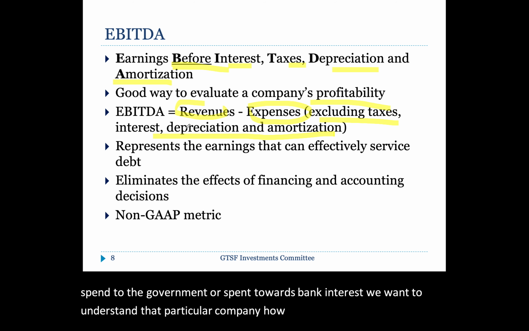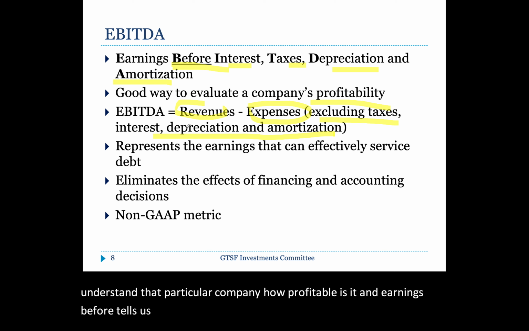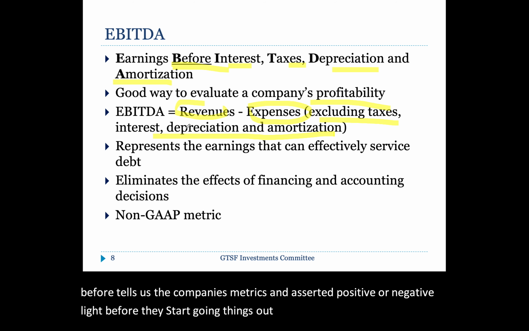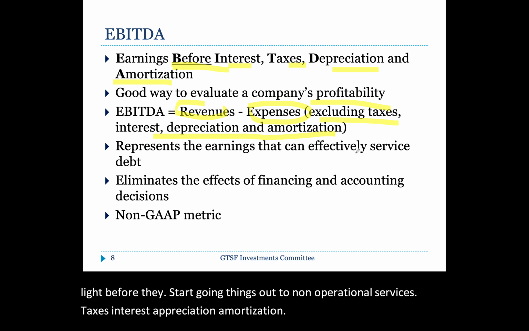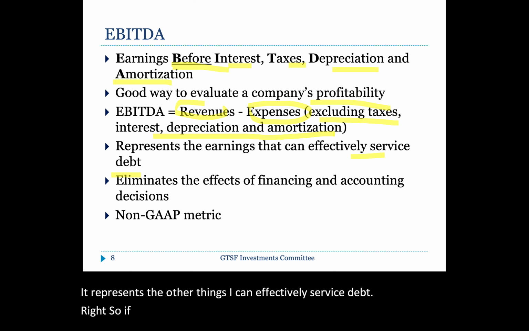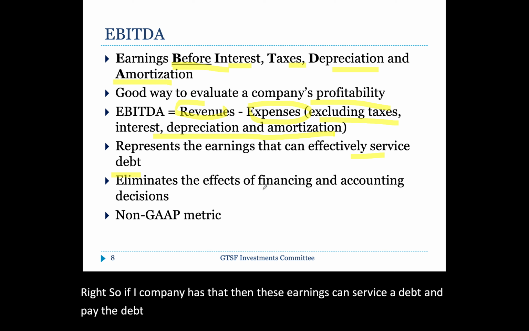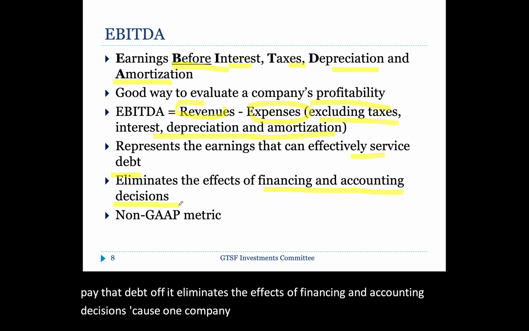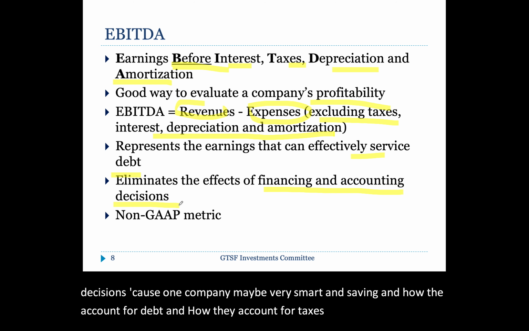And earnings before tells us that the company's metrics are in a certain positive or negative light before they start owing things out to non-operational services like taxes, interest, depreciation, amortization. It represents the earnings that can effectively service debt, right? So if our company has debt, then these earnings can service that debt and pay that debt off. It eliminates the effects of financing and accounting decisions, because one company may be very smart and savvy in how they account for debt and how they account for taxes and depreciation, whereas another company may not be that savvy.